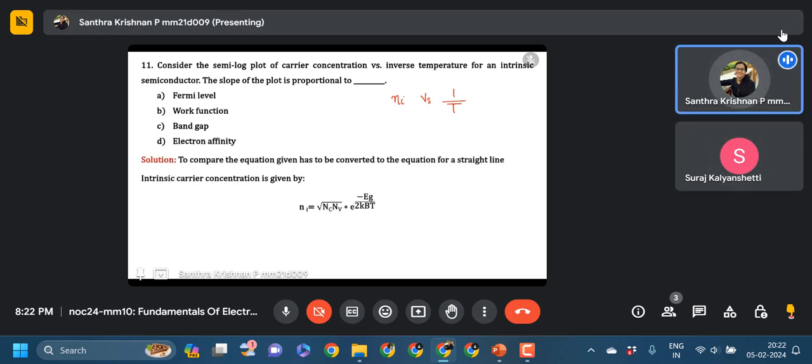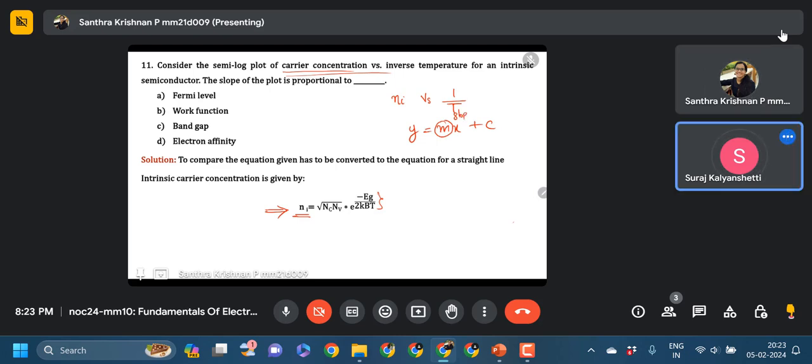This is your equation, right? Since we are short on time, I'll just explain. Here you have your carrier concentration, which is your Ni, and you have your inverse temperature. Based on that, you identify that this is the equation we want to work with. It's a semi-log plot, so we can understand it's a straight line. The equation for a straight line is y is equal to mx plus c. Here m is your slope, y is your carrier concentration Ni, and x is 1 by T.